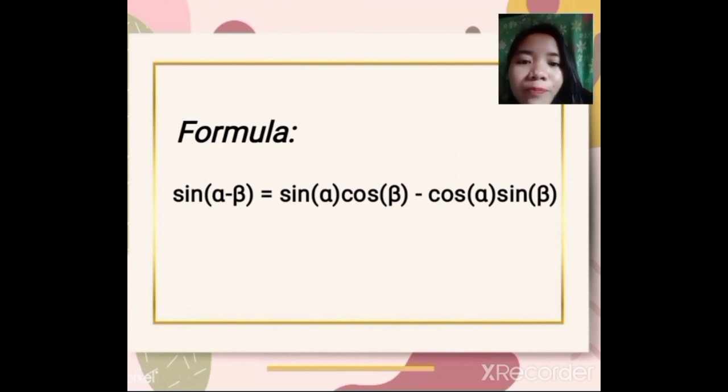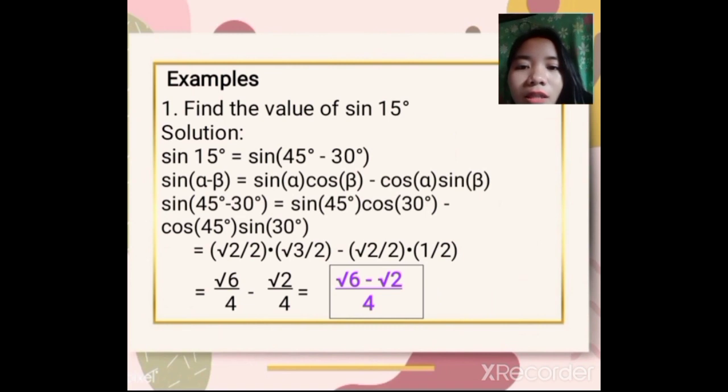The formula we have is sine (A minus B) is equal to sine A cos B minus cos A sine B. For example, find the value of sine 15. So the first step to find the value of this degree, we will find out first the two degrees that their difference will result in 15 degrees. So we have 45 degrees minus 30 degrees.